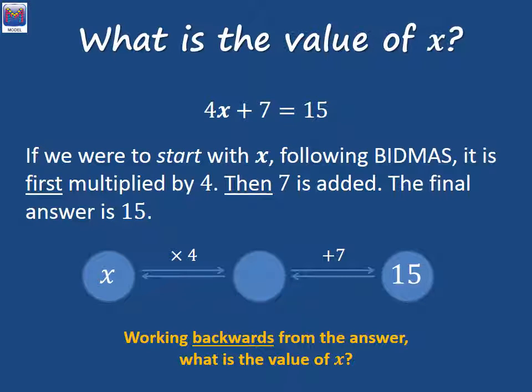All right, working out the values. So we've got 4x plus 7 equals 15.